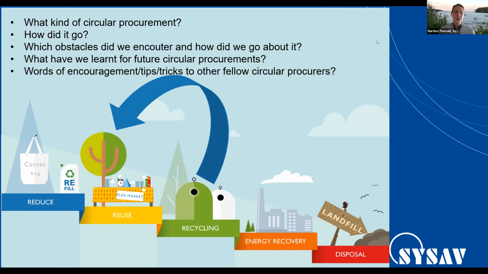And words of encouragement or tips and tricks for other fellow circular procurers. Well, create networks is a good start, both within your own organization, but also with other fellow peers and suppliers. And last but not least, patience. Patience, patience, patience. Some need to think longer than others and are a bit foreign to changes.